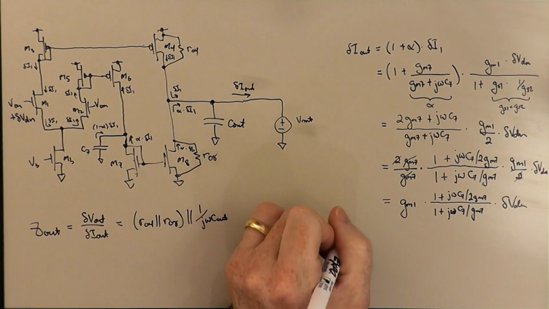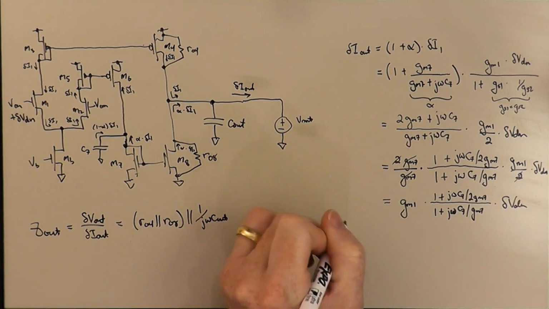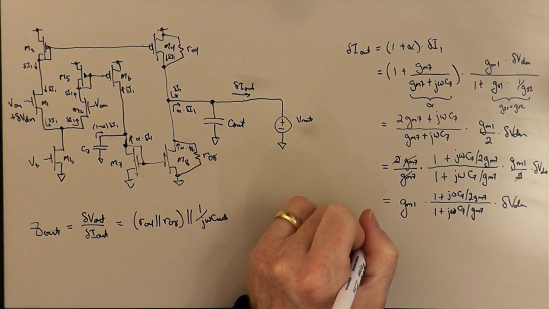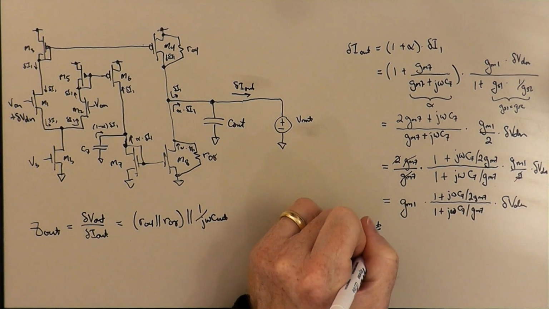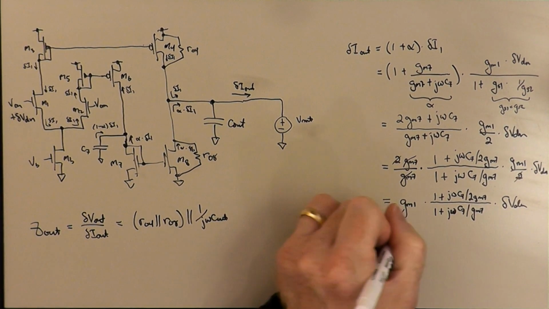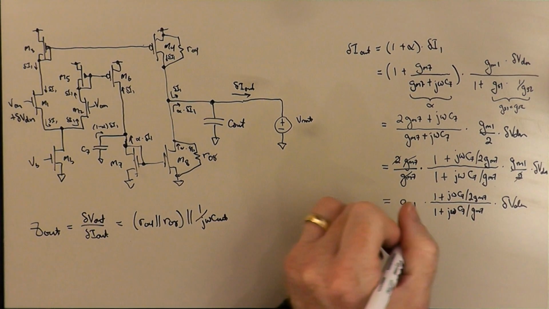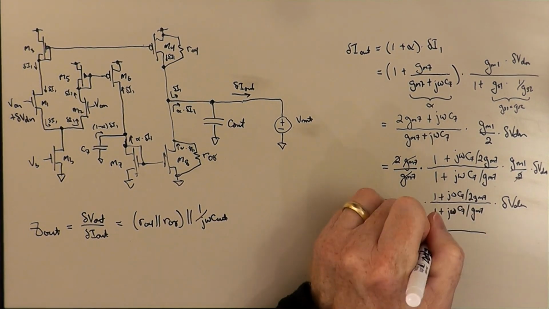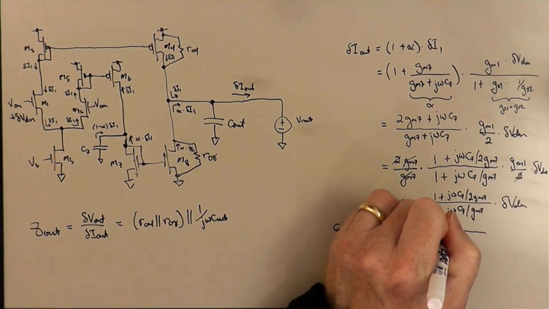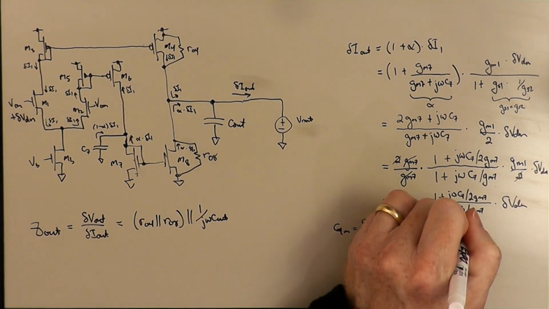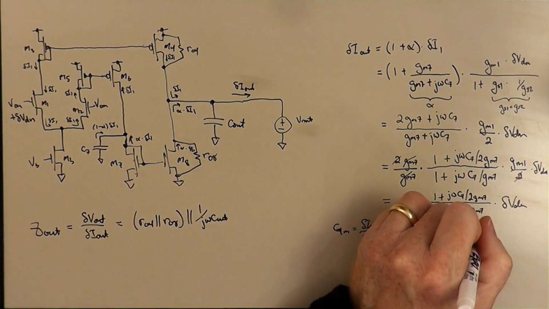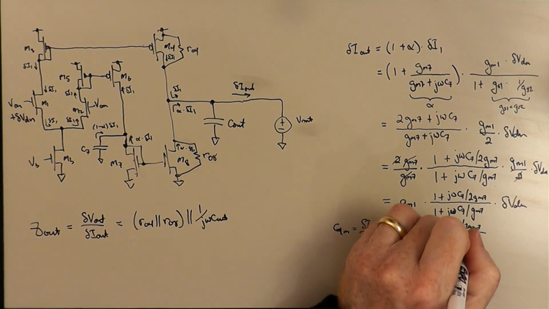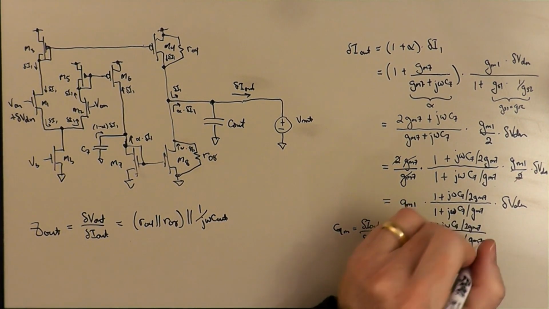And so our GM of the circuit as a whole is now a function of omega. It's frequency dependent, which is equal to delta I out over delta V dm. That's going to be just little gm1, which it was before at low frequencies, times this frequency dependent factor, which is 1 plus j omega c7 over 2 gm7, sorry, over 1 plus j omega c7 over gm7.